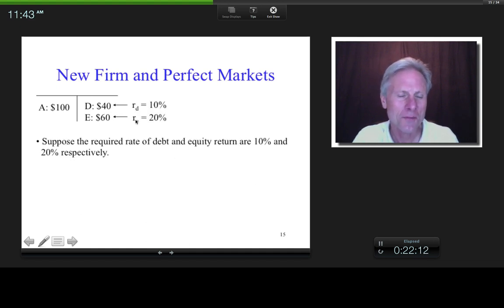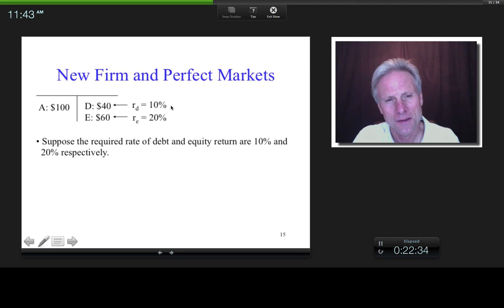So let's say that the equity holders go through this process and they say, all right, what are you doing with my money? And how many get paid first? And so they come up with a required rate of return of, say, 20%. And let's say the debt holders say, all right, what are you doing with my money? And they come up with a required rate of return of 10%.